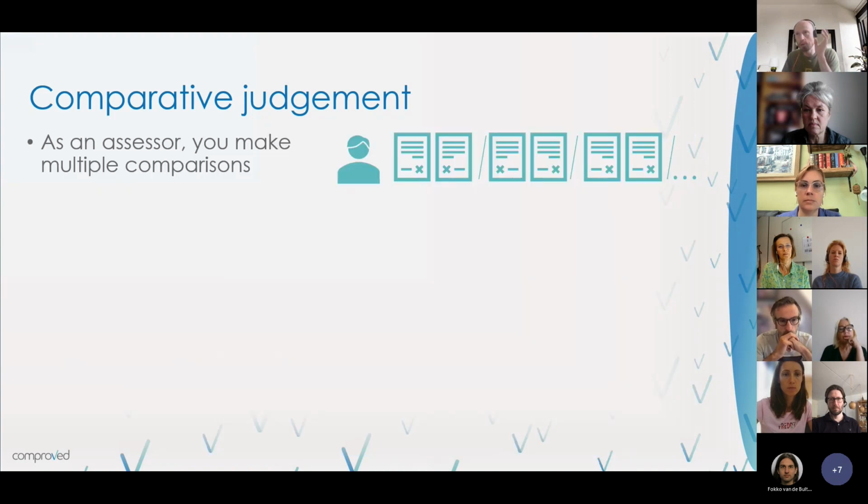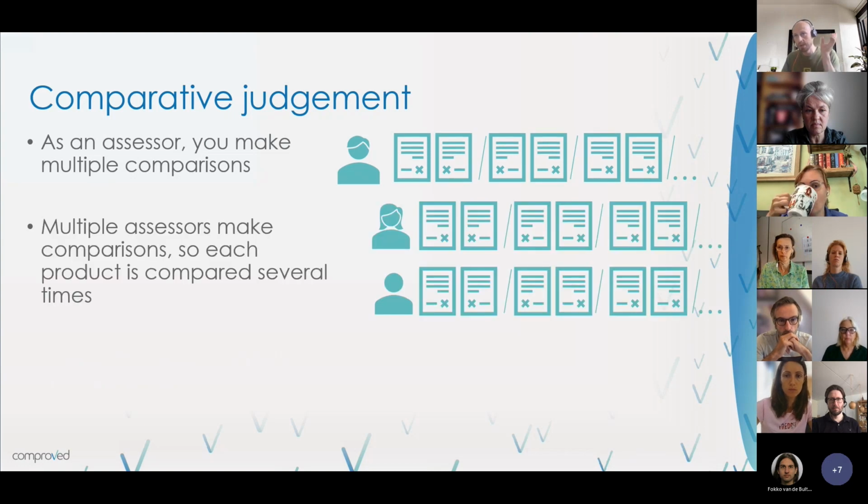So you choose, as an assessor, between those two which one is the best, and you get a lot of pairs to choose from. So you only state, okay, this one is better than the other one. You make multiple of those judgments. You're not doing this alone. Your colleagues or other assessors are also making those kinds of judgments.